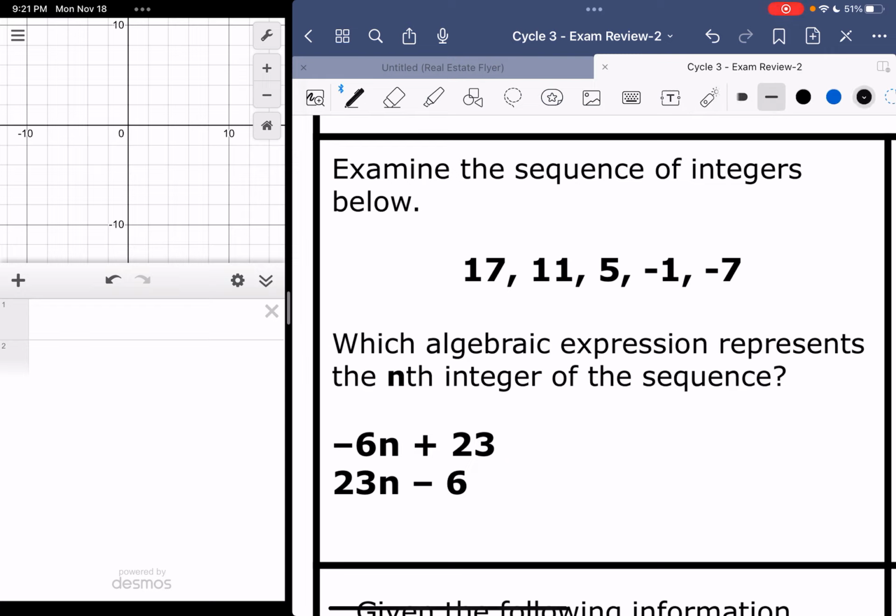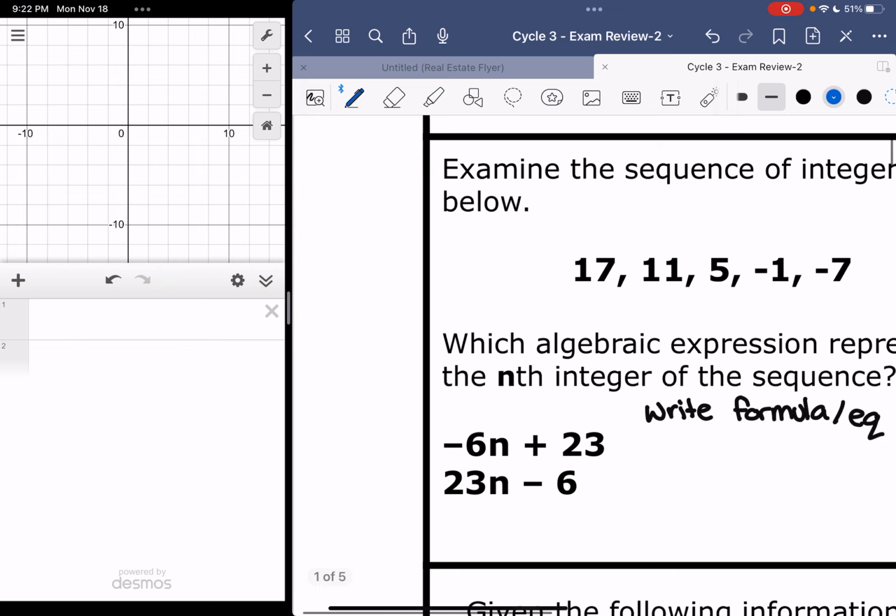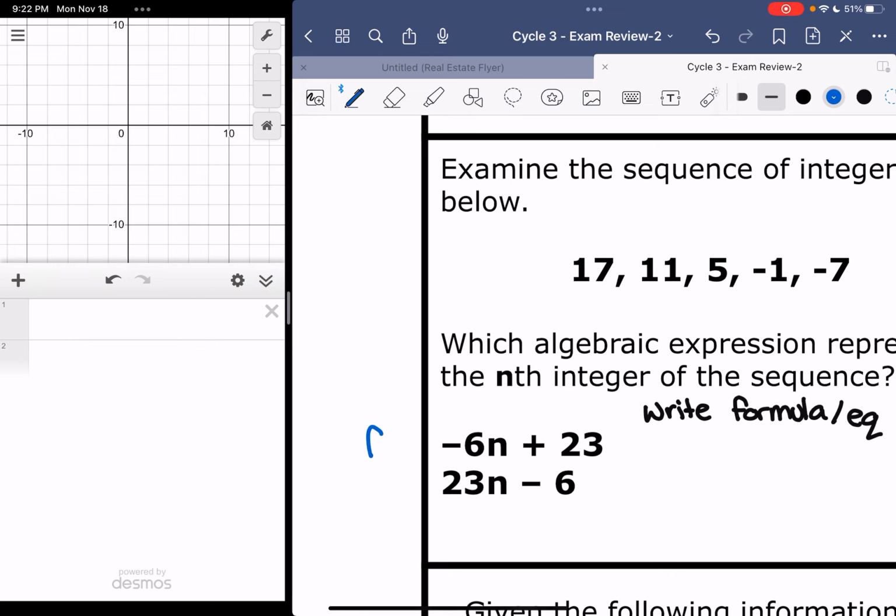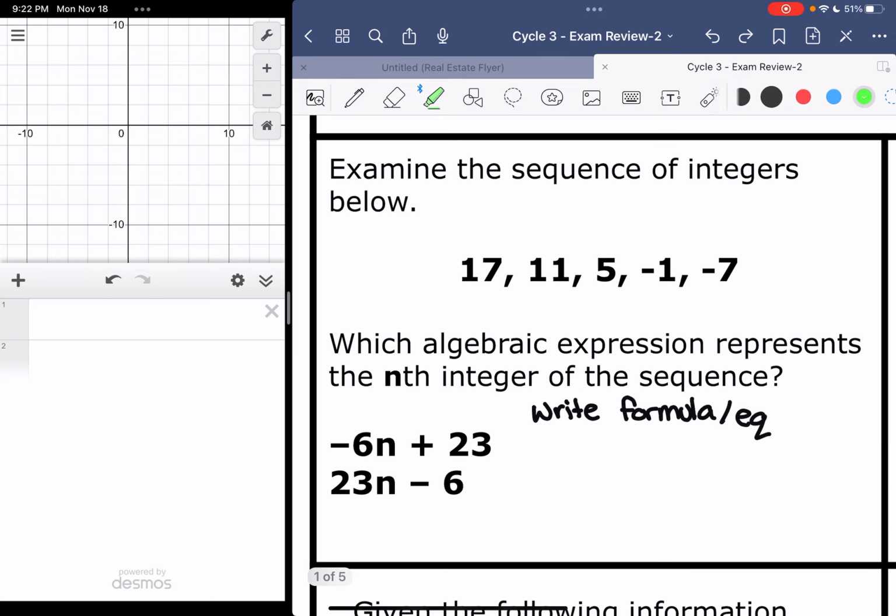So this is just asking us to write an equation or write a formula for the sequence. This just gives us the actual formula. It doesn't say y equals or a n equals. So really this could be f of n equals, this could be y equals, this could even be a sub n equals. It all means the same thing. We don't have to worry about it. In here we have 2 things: we have our slopes, and we have our y-intercepts.